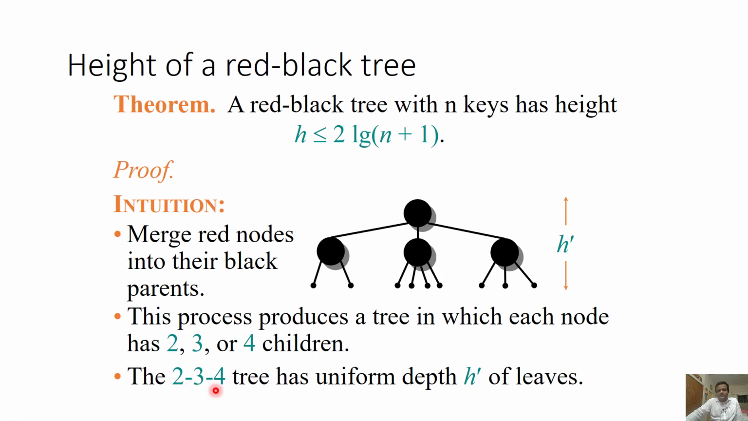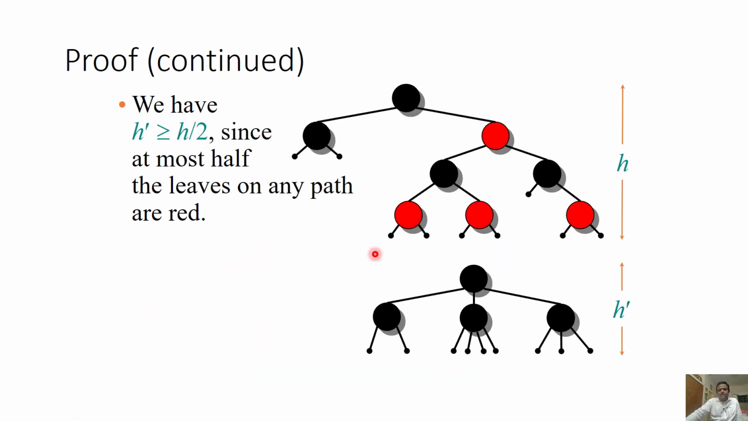Suppose h prime is the height of this 2, 3, 4 tree. Now, we compare h prime with the original height of our original tree. Suppose h is the height of this tree, which we are going to prove is order of log n. Now, we have this relationship: h prime must be greater than or equal to h by 2.